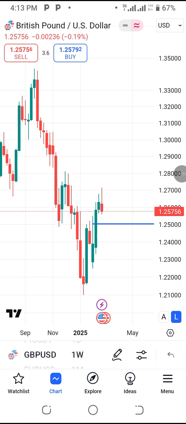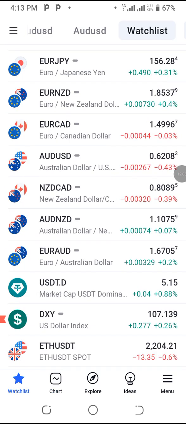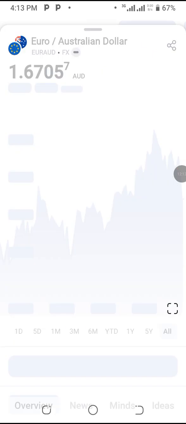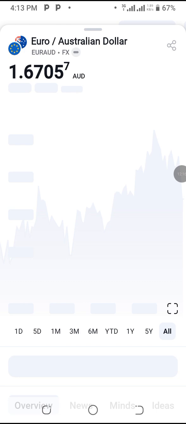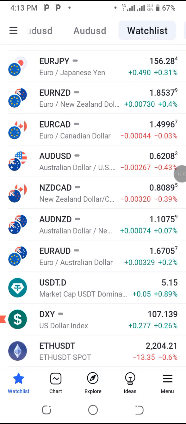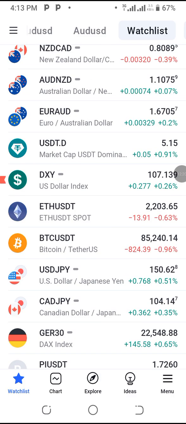So if I'm looking for GU as a means of tapping into this bullish order block, let's go to our major analysis, which is the dollar index. The dollar index, sorry, I clicked on Euro Aussie. This is not where I'm going to. So let's go back. This is the dollar index. Now I'm clicking on the dollar index.